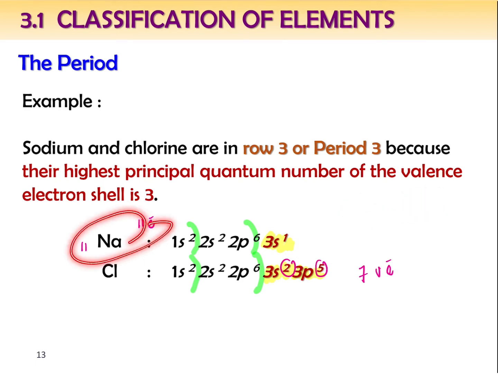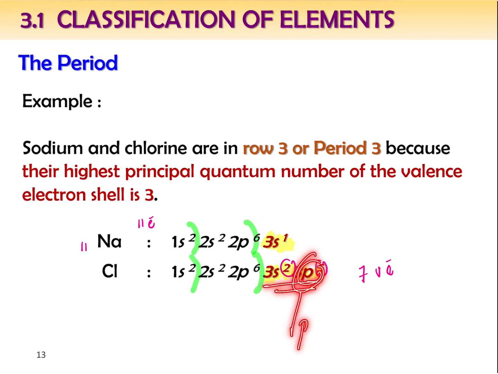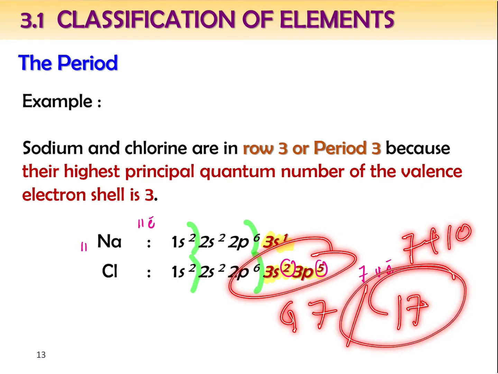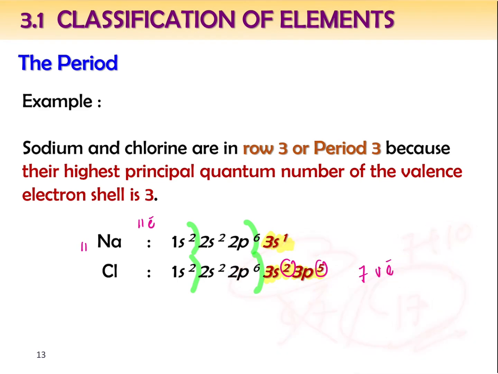So sodium is in group 1, okay, s block and group 1. For Cl, chlorine, it is in the p block. Look at the last one here, p block, and it is in group, okay, 7 or 17. Since it is a p block, it is 7 plus 10, group 17, not group 7.